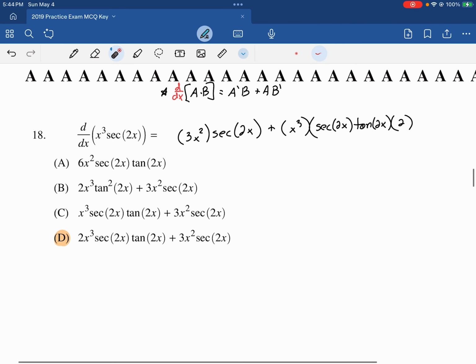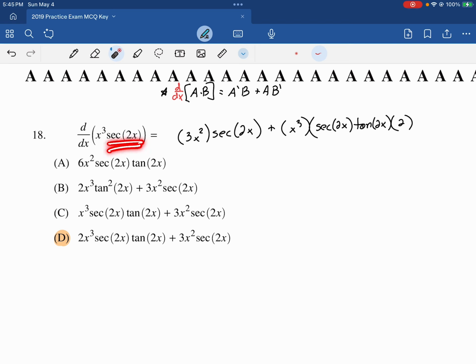18 is a product rule problem, where again it's a prime b plus a b prime. I have my a value being x cubed, my b value being secant of 2x. I think product rule problems should be a layup. The only reason this one is not is because you might not remember the derivative of the secant of 2x.